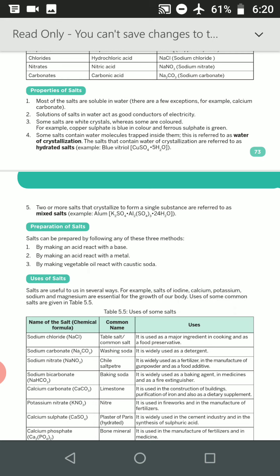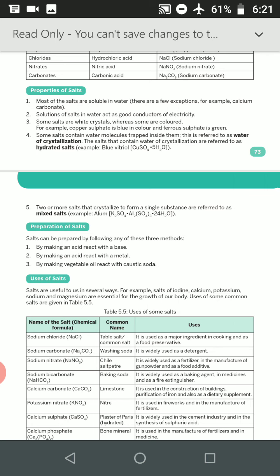Okay, preparation of salt. We can prepare salt by any of 3 methods: by making an acid react with a base, by making an acid react with a metal, and by making vegetable oil react with caustic soda. See, these are the preparations of salt. How can you make a salt?